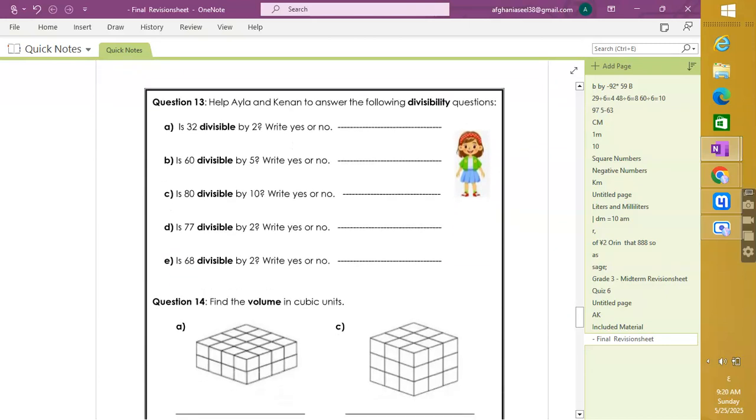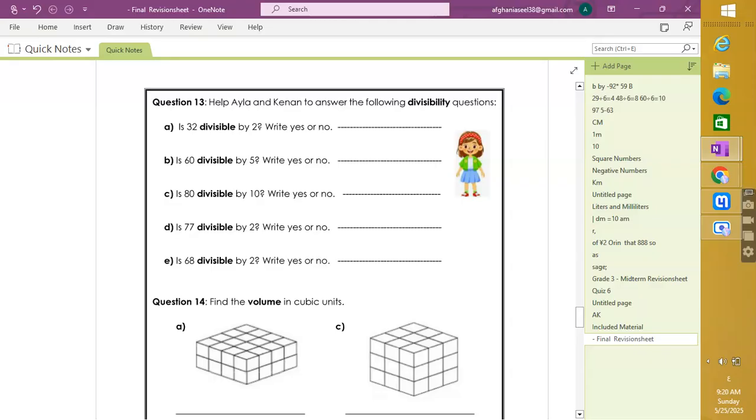And here, Talal, in question 13, help Ayla and Kinan answer the following divisibility questions. A. Is 32 divisible by 2? B. Is 60 divisible by 5? And C. Is 80 divisible by 10? So we want to remember the divisibility by 2, 5, and 10.